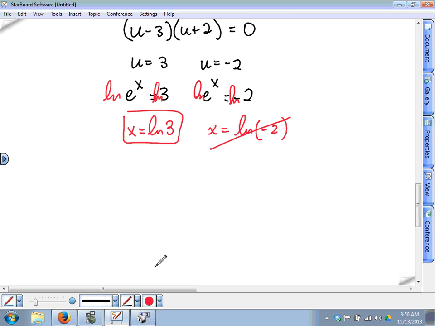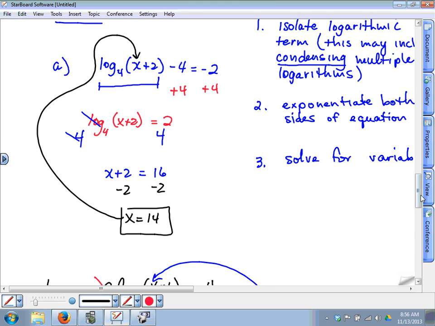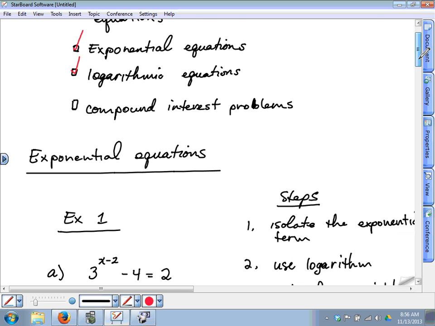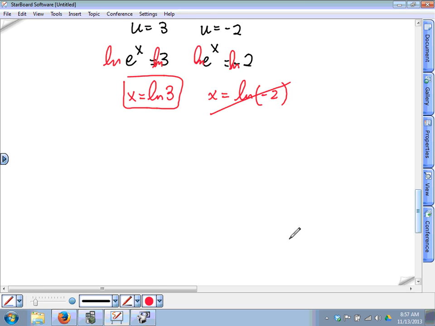Okay, so let me go back to my checklist. We did this one. We did that one. Uh-oh. Darn it. You see the need for a checklist? I would not have remembered that we hadn't done that.